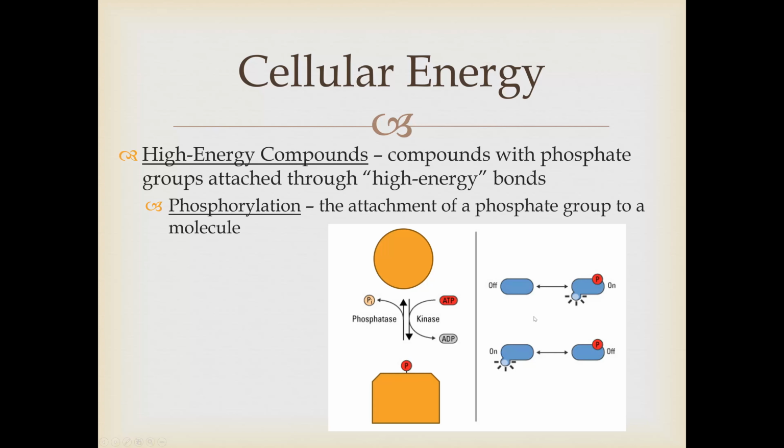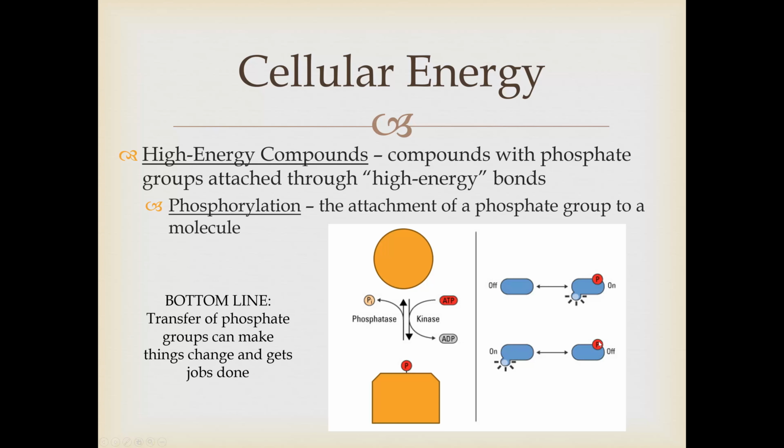In the case of enzymes, which are proteins that actually carry out reactions in our cells, phosphate groups can sometimes turn them on. If the enzyme doesn't have the phosphate group, it's not working. You stick a phosphate group on, now the enzyme is working. In other cases, the enzyme is working if it doesn't have a phosphate group on it, and then you can stick a phosphate group on to turn it off. The bottom line is that the transfer of phosphate groups can make things change inside the cell, which helps the cell get its jobs done.